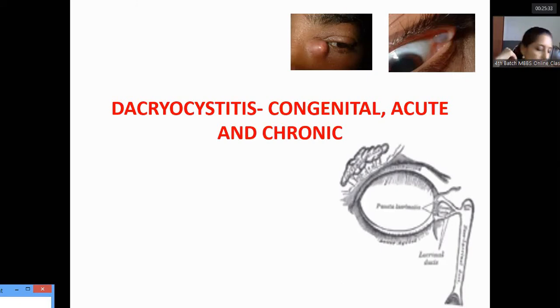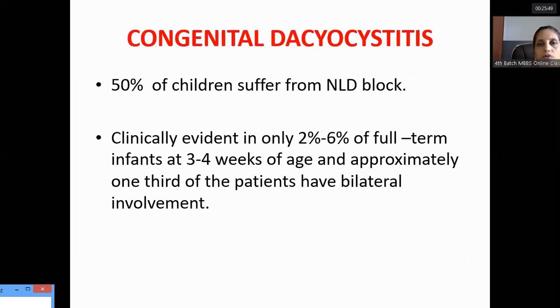So this is the anatomical basis, or applied anatomy, and the other is inflammatory conditions. The inflammatory condition is dacryocystitis: congenital, acute, and chronic. So we will discuss congenital dacryocystitis. It occurs in 50% of children who suffer from NLD block. What is dacryocystitis? It is the inflammation of the lacrimal sac.